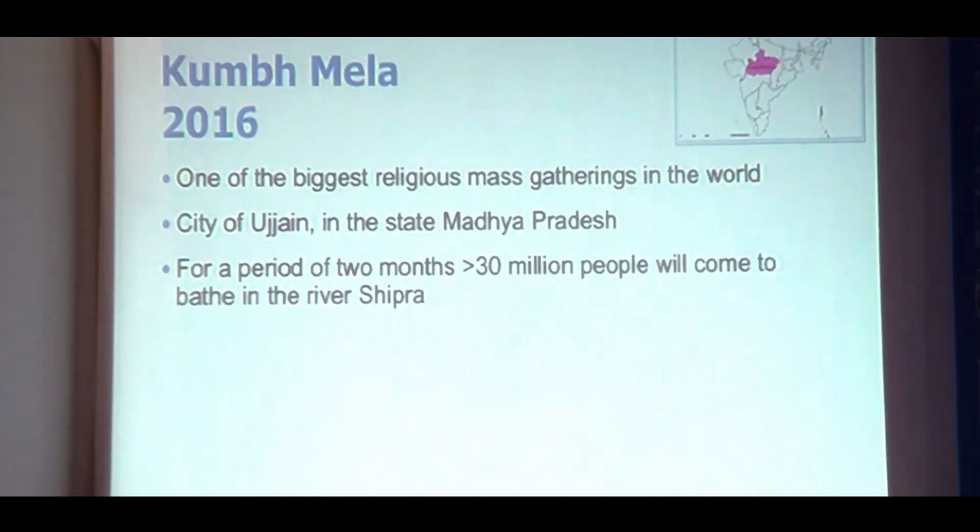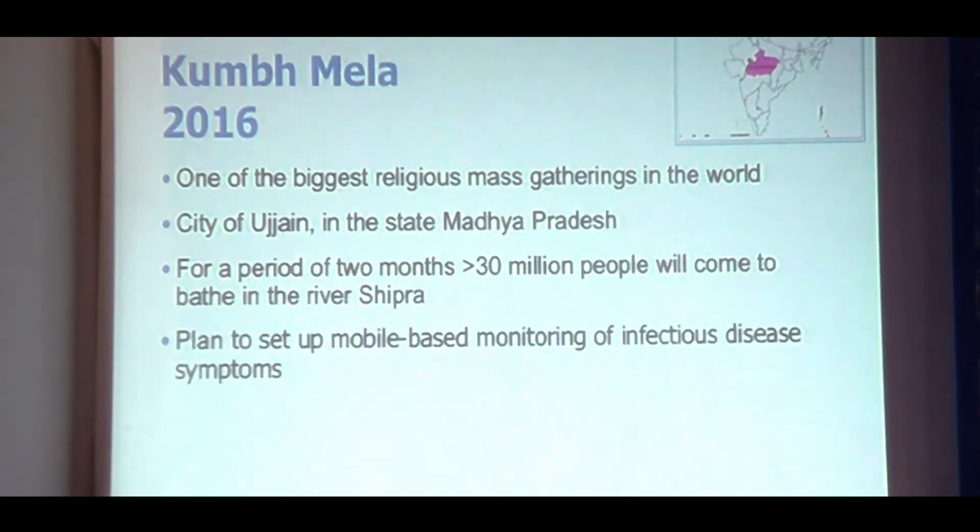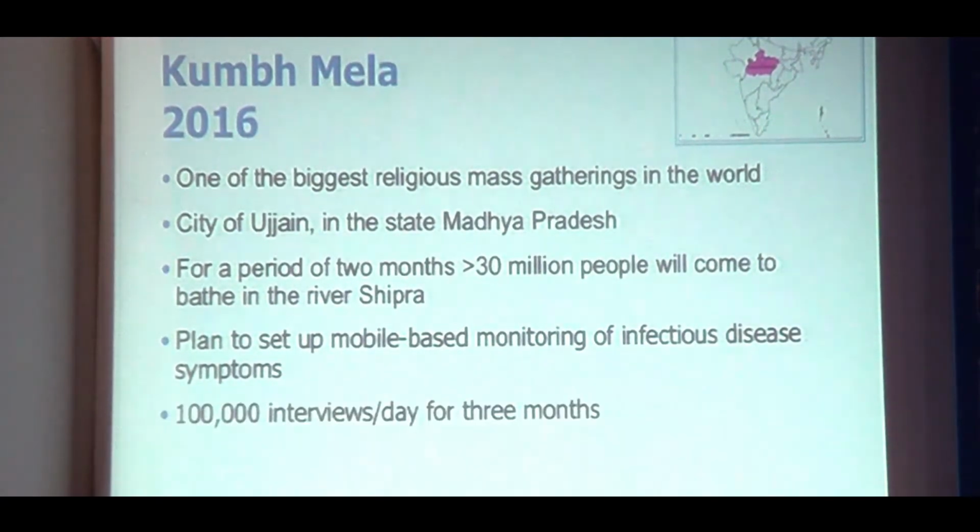So for a period of about 2 months, more than 30 million people are estimated to come to the city of Ujjain for ceremonial dipping in the river Shipra. Now, together with Indian colleagues, we plan to set up some kind of mobile reporting for surveying infectious disease symptoms. And we want to do that by conducting 100,000 interviews per day for a period of 3 months in strategically selected places. So a bit before the main festival and a bit after.